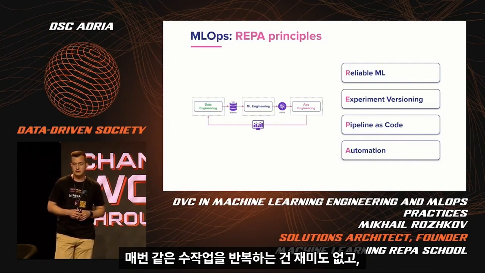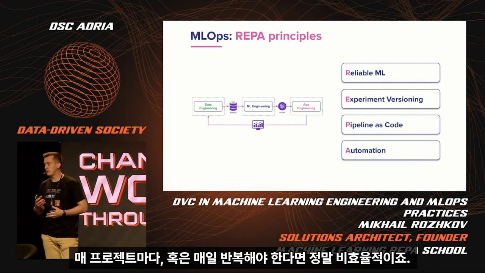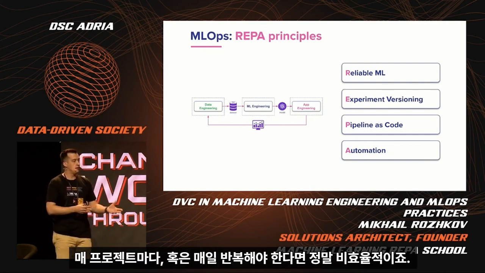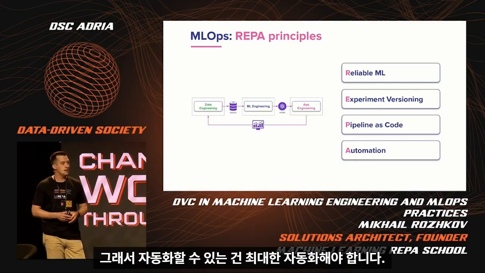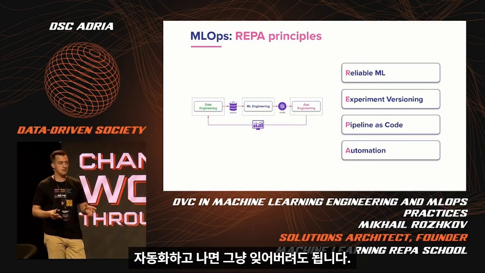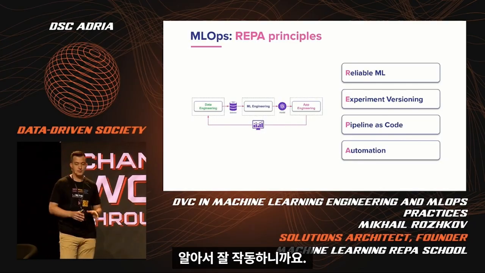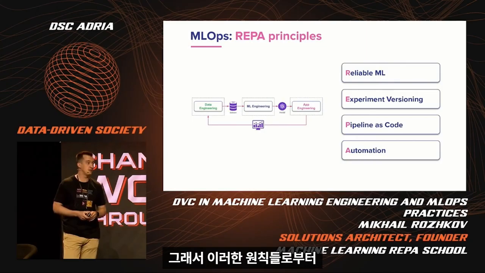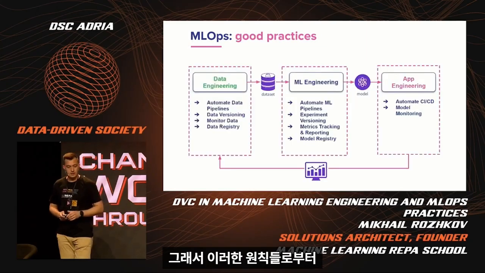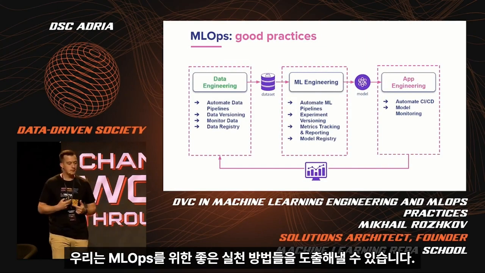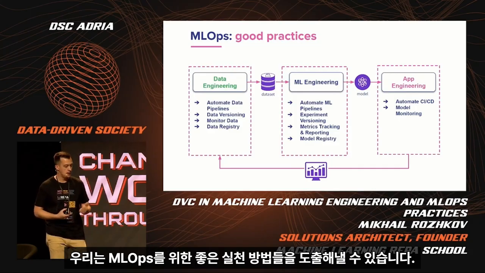And the last one, of course, and maybe the most important here, is automation. It's not fun to do the same manual work on every project, every day. And if we can automate something, let's automate it. Just automate and forget, and it just works. So from these principles, we can come to some good practices for MLOps.